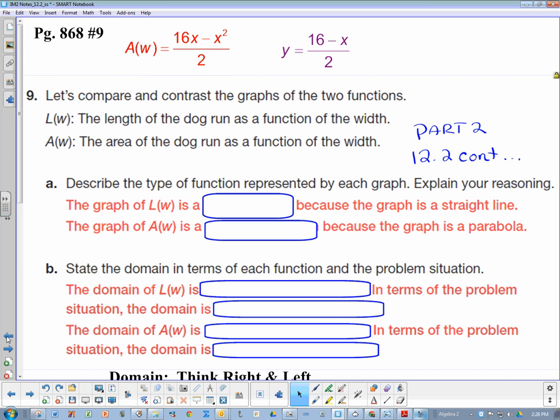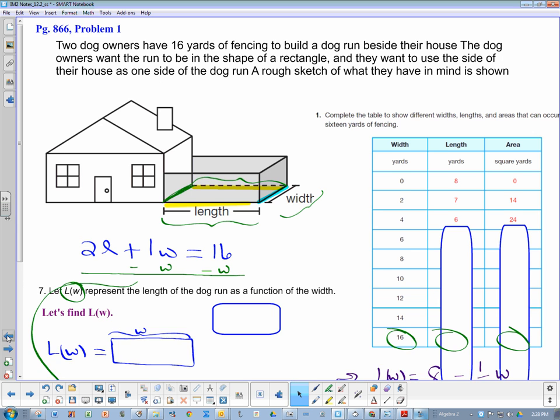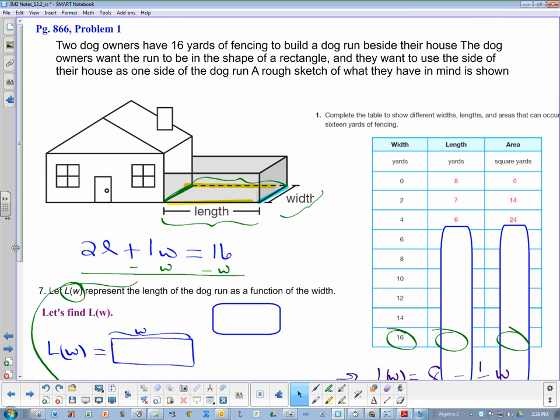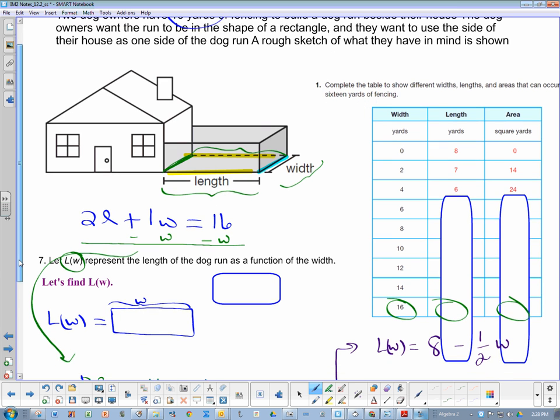Now, just to take a peek at what we were working on, we were working on surrounding this area here with a dog run, and you'll notice we have a length here in yellow, we have a length here in yellow, and we also have this width. So we have 3 sides, and I believe we had 16 yards of fencing. So right here, 16 yards of fencing. We came up with 2 equations.